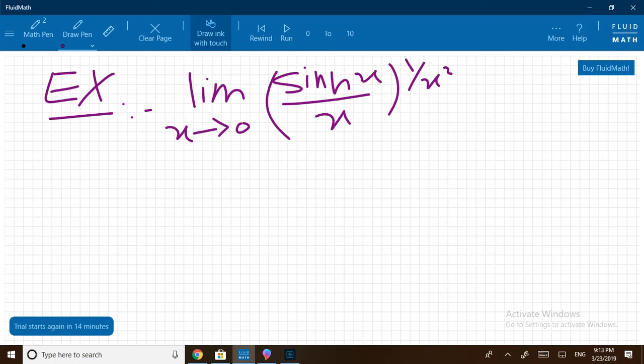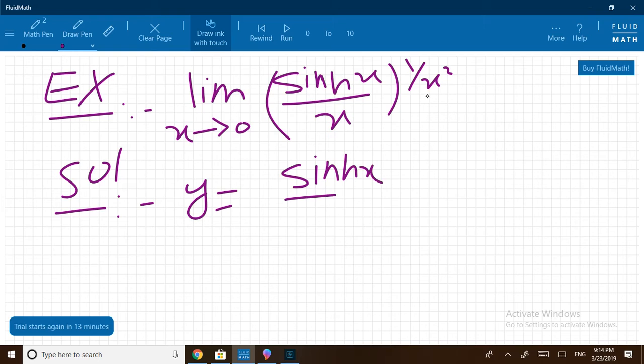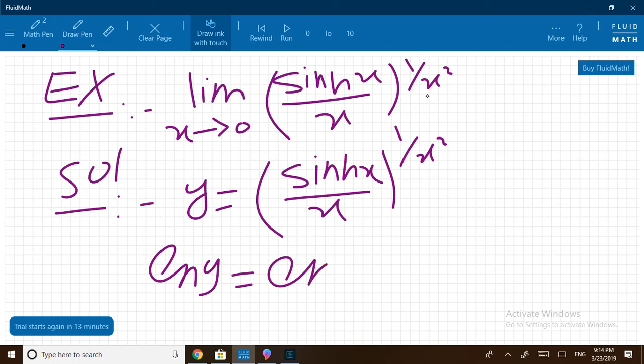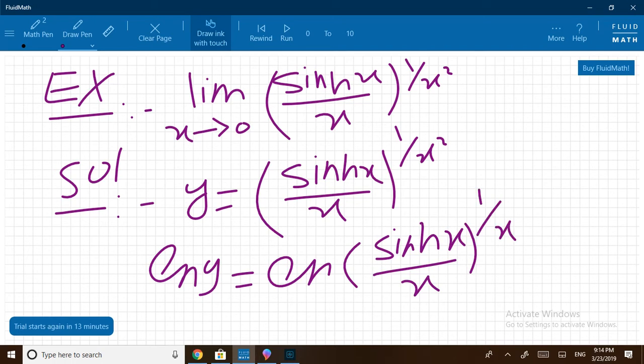So to find the limit of this function, what will we do? Before putting in the direct limit, let us suppose that y is equal to (sinh x divided by x) raised to the power 1 divided by x square. Okay, so taking natural log on both sides, it is the natural log of (sinh x divided by x) raised to the power 1 divided by x square.